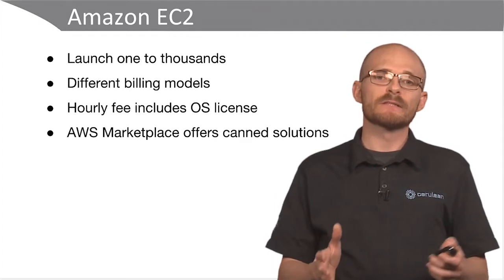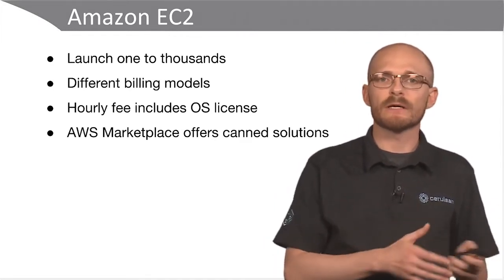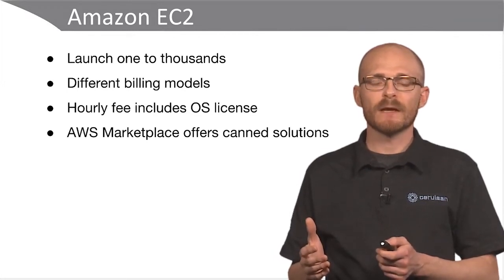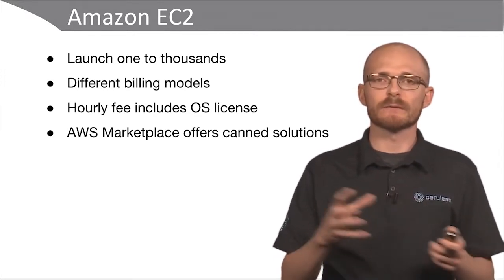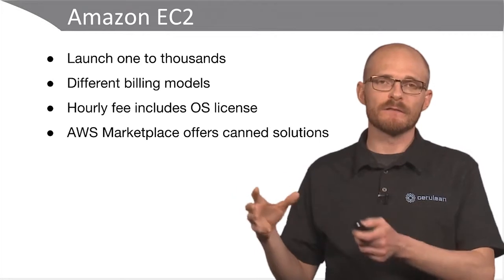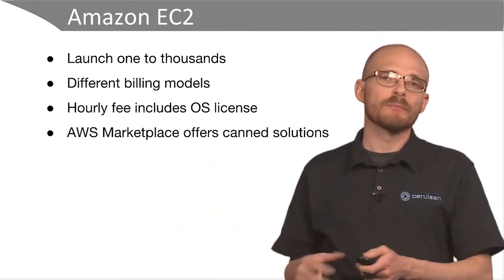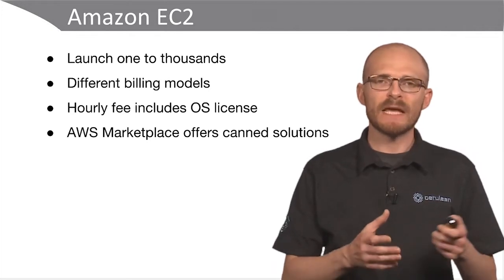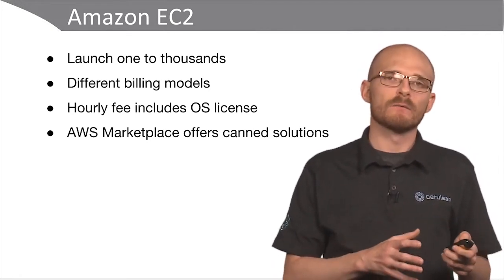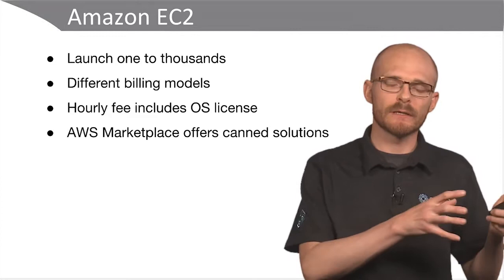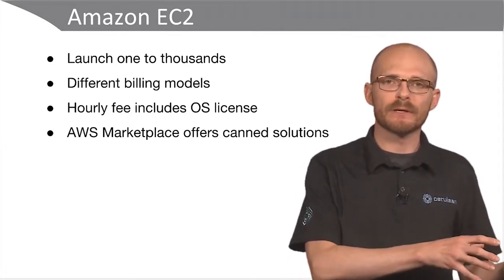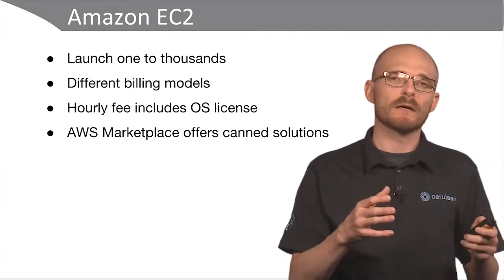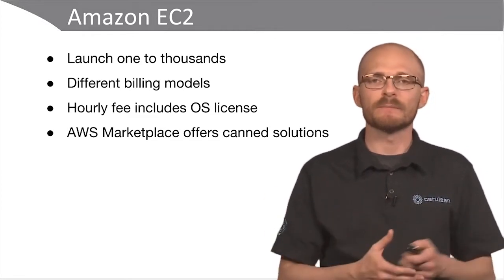Now, there is what we call the AWS Marketplace, and the Marketplace can offer canned solutions. So if you're looking for a particular type of software to solve a particular kind of problem, you may very well find that in the AWS Marketplace. And the hourly fee for that would generally include not only the compute power and the operating system, but also perhaps an additional hourly fee for the license to the software that comes with that machine.